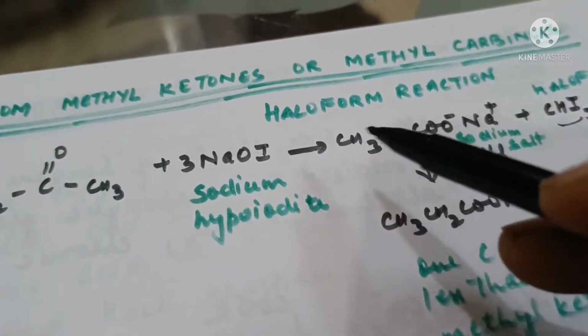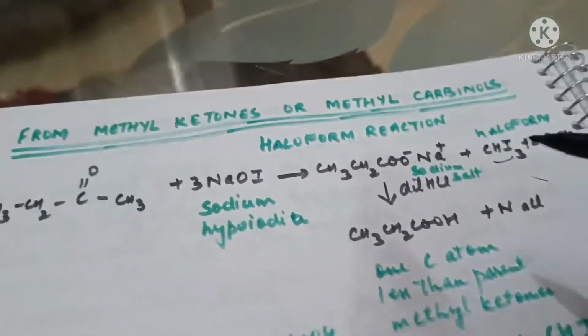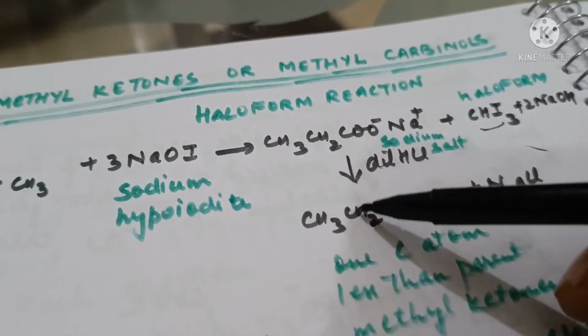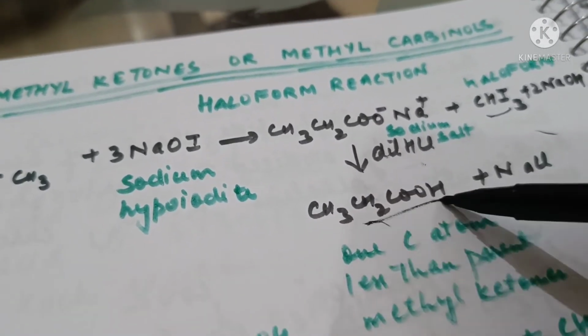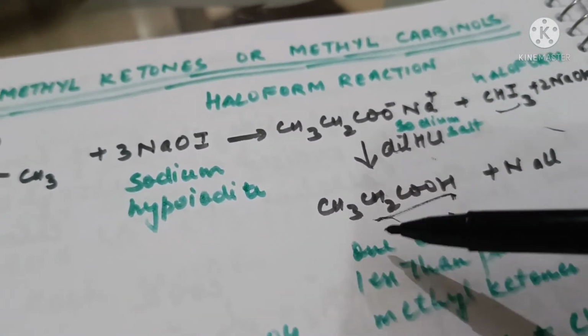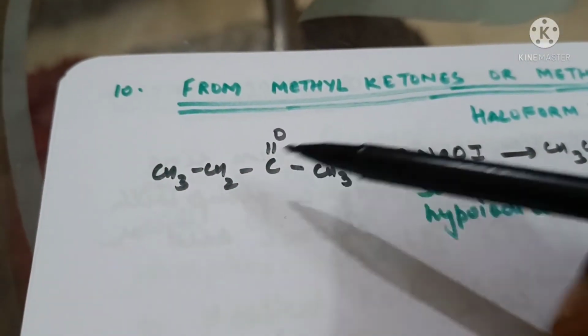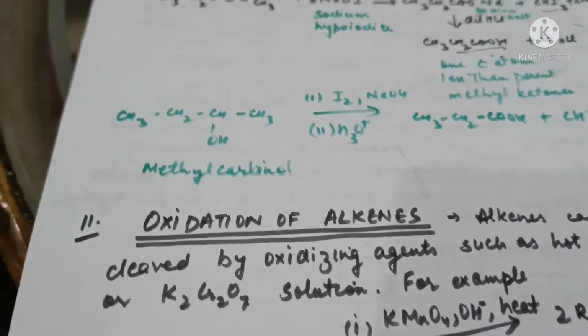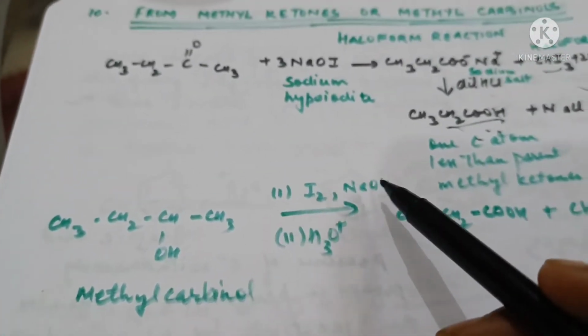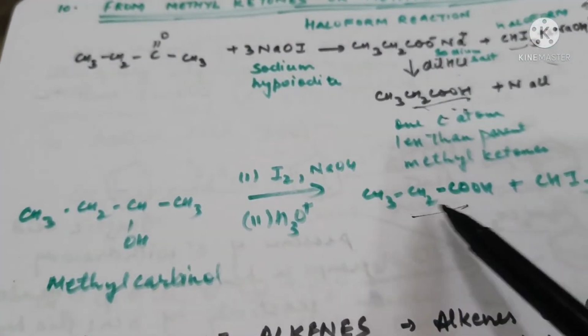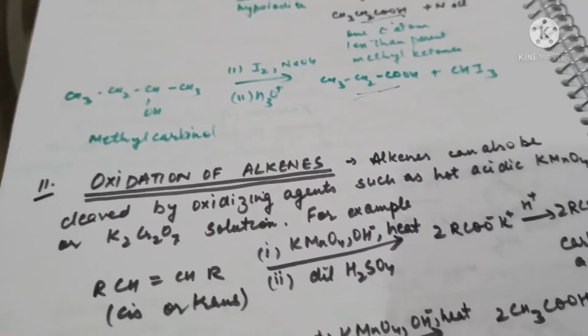The sodium salt of the acid with one carbon atom less is formed, which on acidification will form the respective carboxylic acid. So the carboxylic acid that is obtained has one carbon less than the parent compound. Methyl carbonyls also undergo the haloform reaction to produce carboxylic acids.